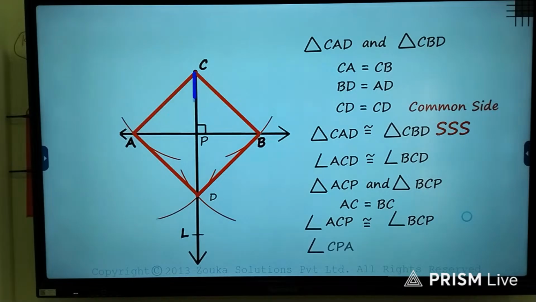It means angle CPA is congruent to angle CPB. As AB is a straight line, these two angles form a linear pair. Both sum up to 180 degrees. And as they are equal, both will measure 90 degrees. Which is why we can say that this line is perpendicular to line AB.